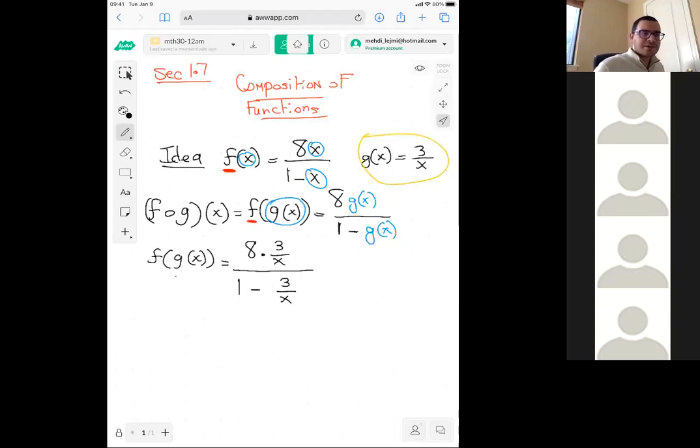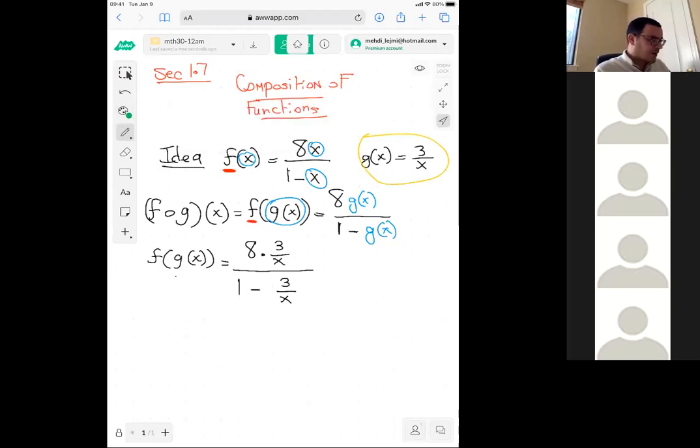Rakim, you're asking, is this the same as a substitution? Yes, it's the same as a substitution. We substitute x by g of x. Now we have multiplication and subtraction of fractions, so you need to be careful with those operations. In the top, we have 8 times 3 over x, a whole number times a fraction.